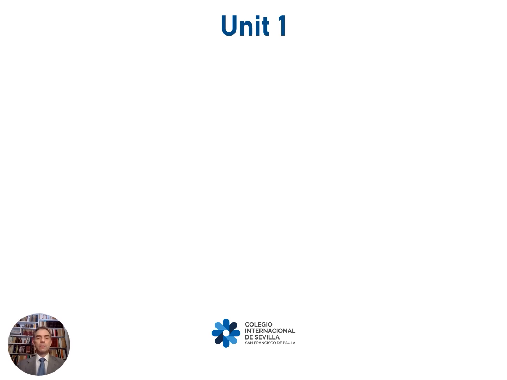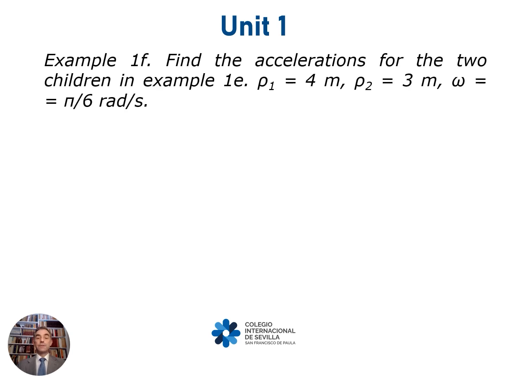Let's solve a numerical example of what we just said. Let's find the accelerations for the two children in example 1e, on the merry-go-round. One at 4 meters from the center, radius 1 equals 4. The other one at 3 meters from the center, radius 2 equals 3 meters. And with a constant and common angular speed of pi divided by 6 radians per second.